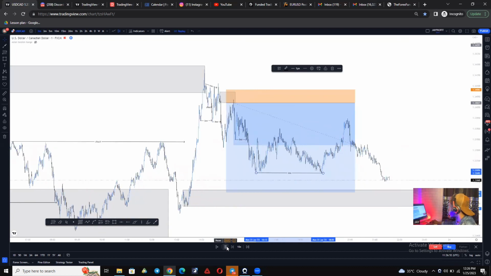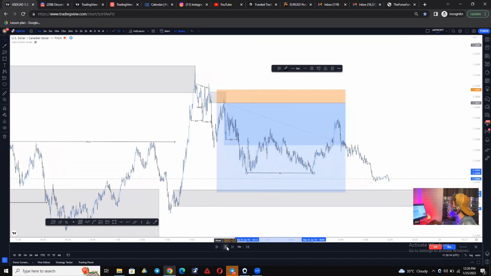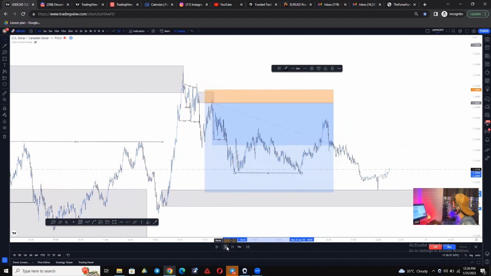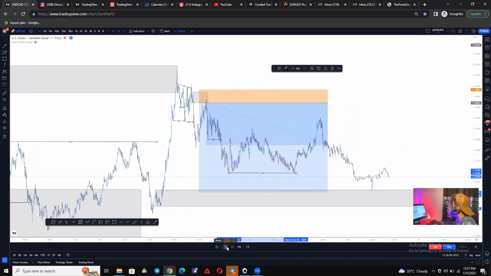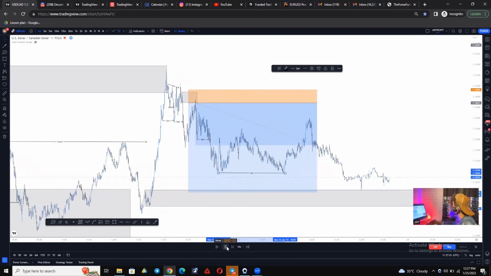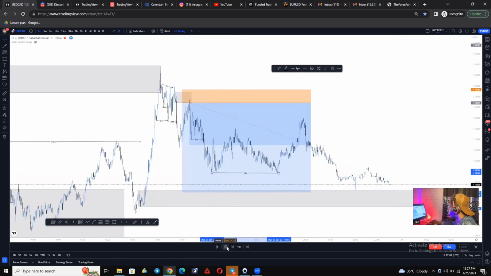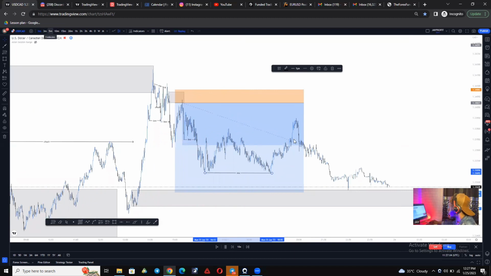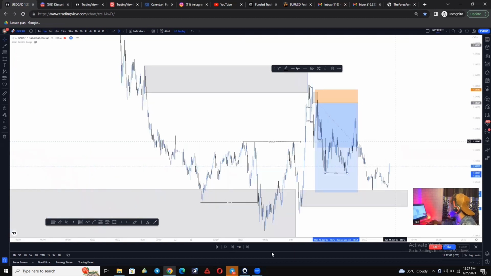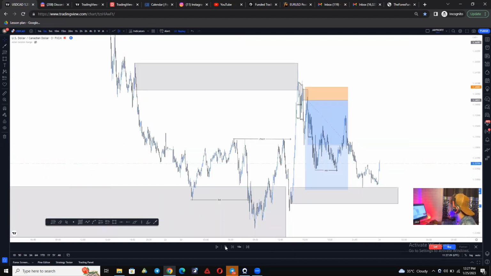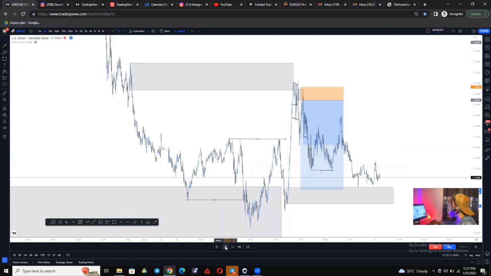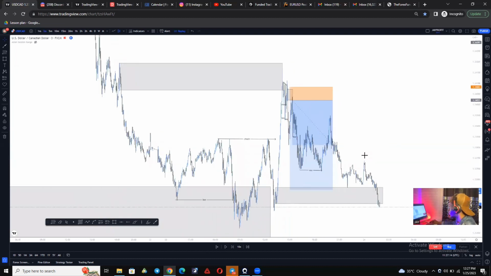And here we're close to TP. I think we hit TP, not really. Okay. Let me change this to 3 minutes time frame so it goes faster. Okay, right here we hit TP.